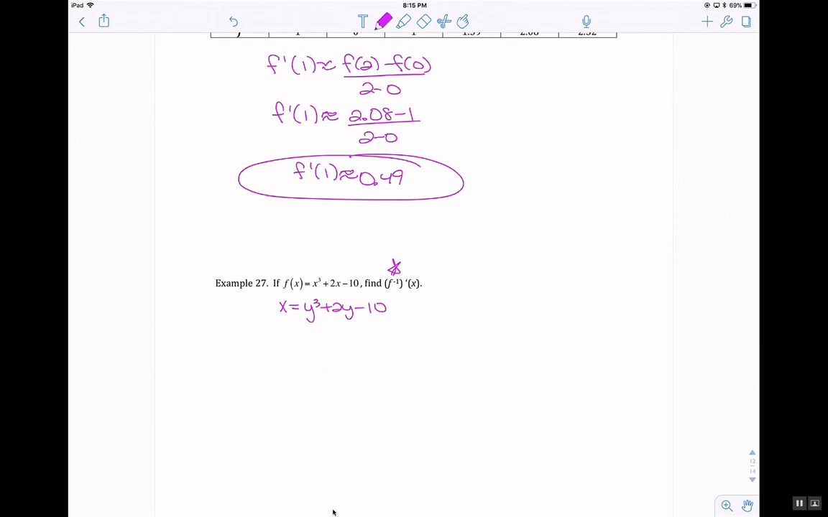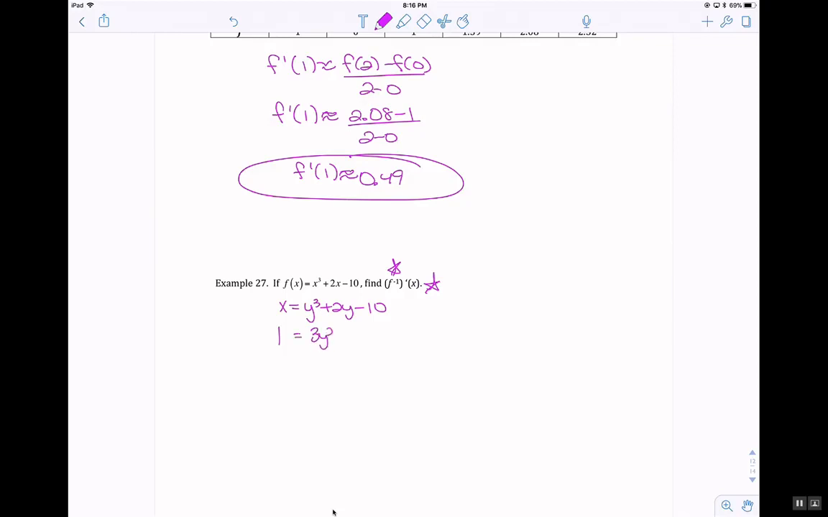And this doesn't factor into a perfect square where I can isolate my y easily. So, because I need to find this derivative of the inverse, I do my first step of finding the inverse. So this is technically the inverse function, x equals y cubed plus 2y minus 10. I can then find the derivative of the inverse without actually isolating my y, because I have implicit differentiation. So that means everywhere I see y, I can write dy/dx. So the derivative of x is 1.